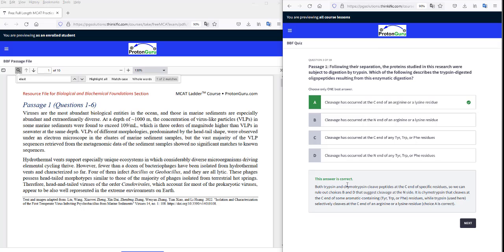Now the explanation tells you a little bit about chymotrypsin as well. So part of the MCAT Ladder program really strongly suggests that you read the explanations even for the questions you got right when you practice, just so you can learn more about what we try to weave in the answers along the way.